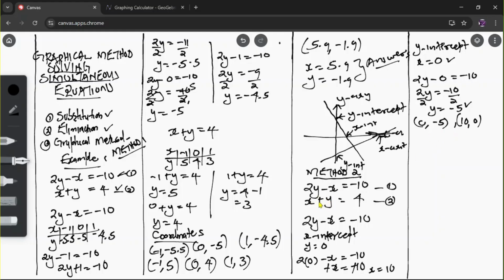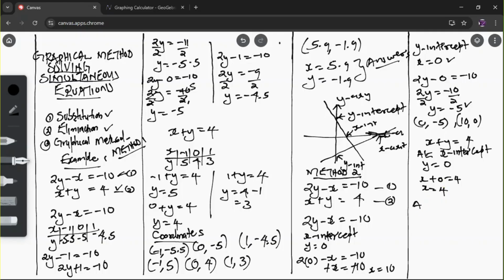I will do the same thing for this one: x plus y is equal to 4. This is the second equation. I start with the x-intercept. At the x-intercept, the value of y is 0. So where there is y, I'll be putting 0. So I'll say x plus 0 is equal to 4. So you can see that x is equal to 4.